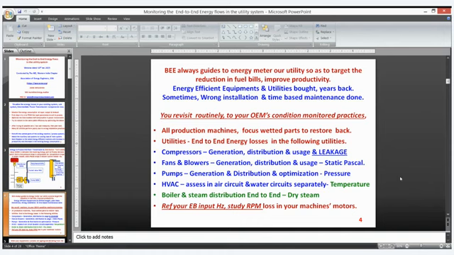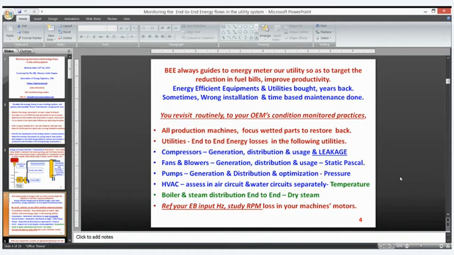Let us try to revisit the routine practices in line with the OEM's condition monitored practices. Get in touch with your OEM and find out what condition monitored practices can be applied to the equipment in your industry. For all the production machines, focus on the wetted parts, to restore them by overall maintenance or by replacement, and see how to improve productivity for the same energy consumption.